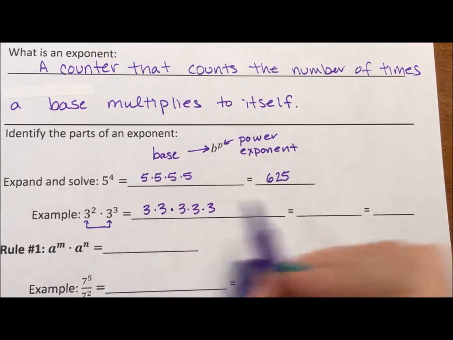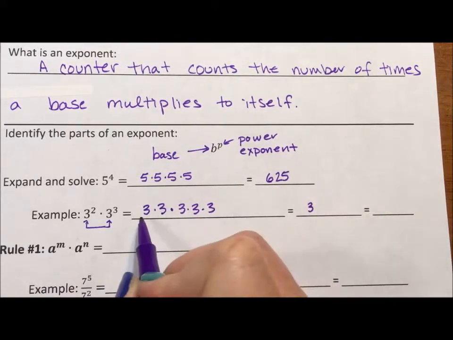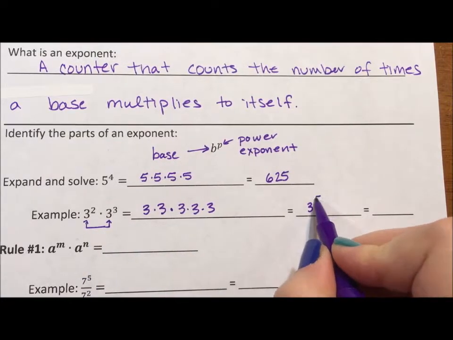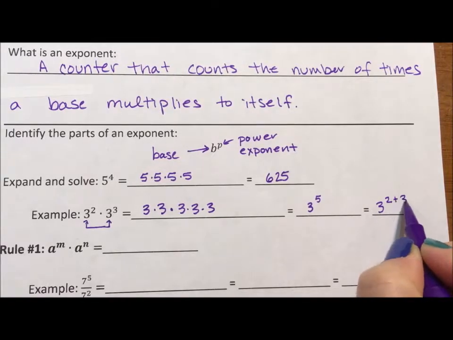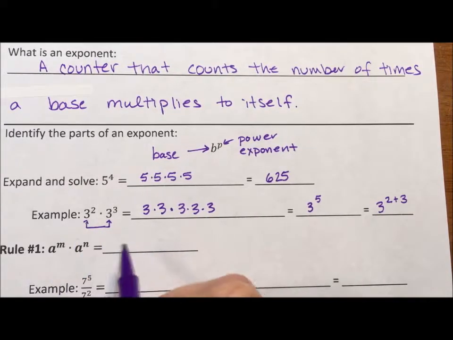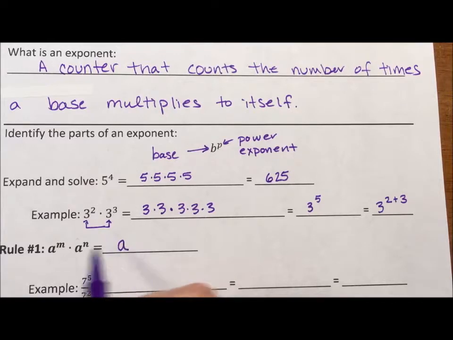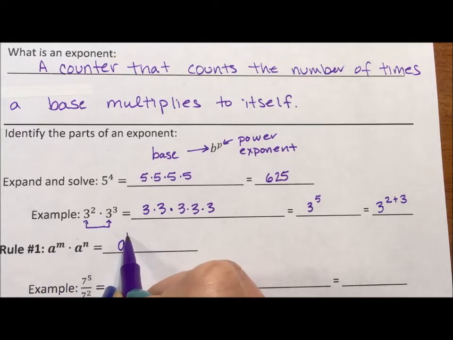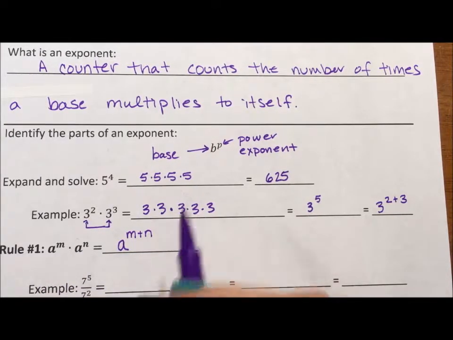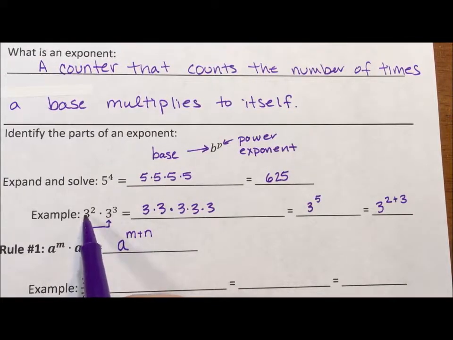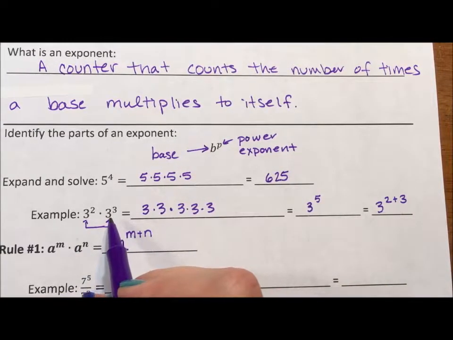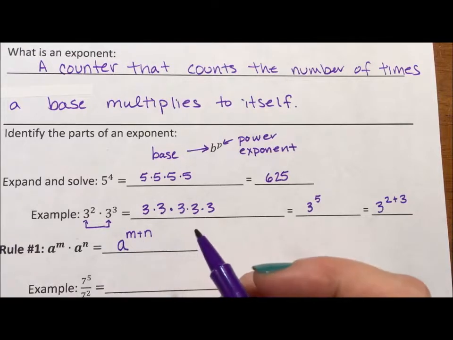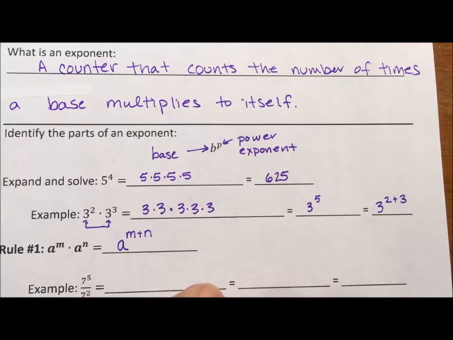So in reality, we're multiplying 3 to the 5th, or in other words, we're doing 3 to the 2 plus 3. When you multiply bases together that are the same base, you add the exponents. That doesn't mean if it's a, it stays a, and if it's 3, it becomes 9. The base does not change. Okay, so that's what happens when you multiply. Multiplying, add the exponents.